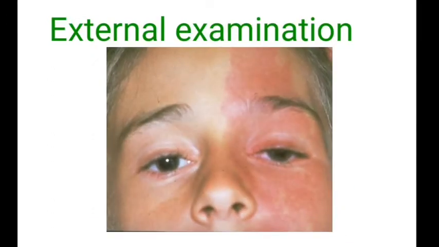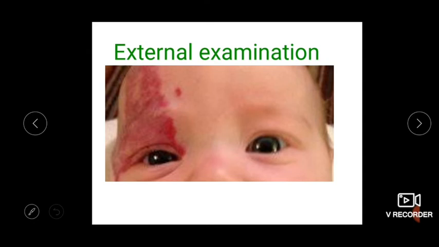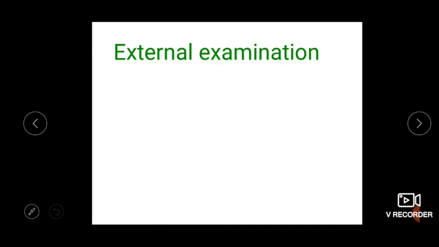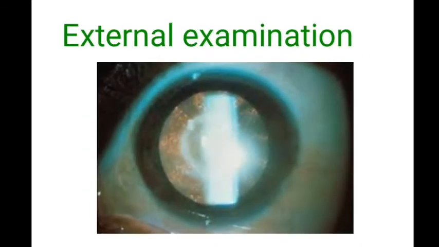In external examination, one should look for associated abnormalities like neurofibromatosis or facial hemangiomas. You can also make out some of the facial features of metabolic abnormalities, connective tissue disorders or chromosomal abnormalities. Sometimes the external examination of the eyes can lead to the diagnosis of even systemic disorders, like in case of oculocerebral renal syndrome or Lowe syndrome.